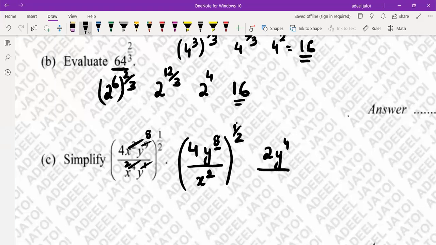Whereas we see in the denominator x to the power square. 2 into 1 will be 2. And 2 divided by 2 will be 1. So that means we are left with what? 2y to the power 4 upon x to the power 1.